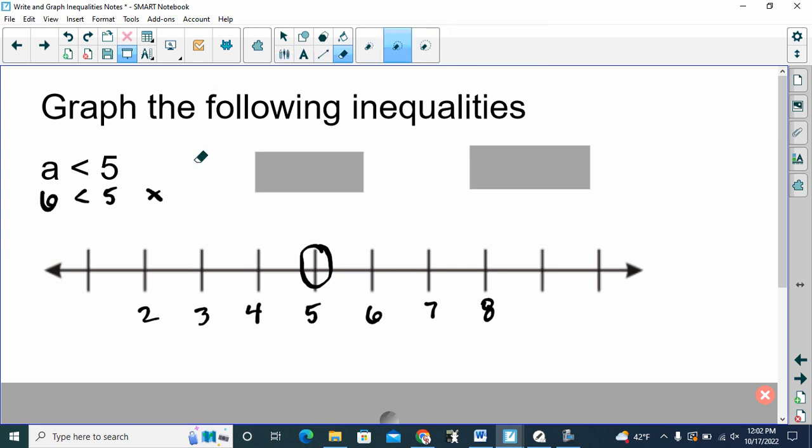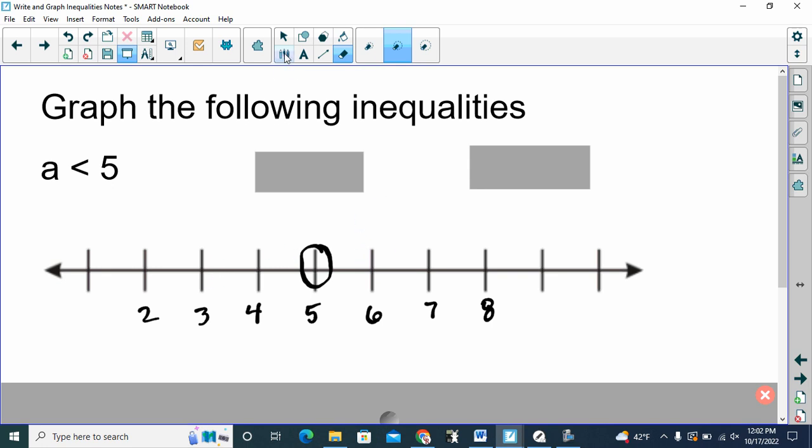So the first way we can tell which way to shade is to read the inequality. a is less than 5 tells me this way. The second way is to pick a test point. You can pick any test point. Don't pick 5. All that tells you is that you should have an open circle. But pick any value other than 5 should tell you which way to shade.